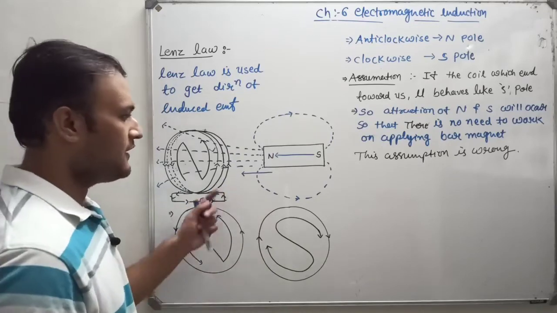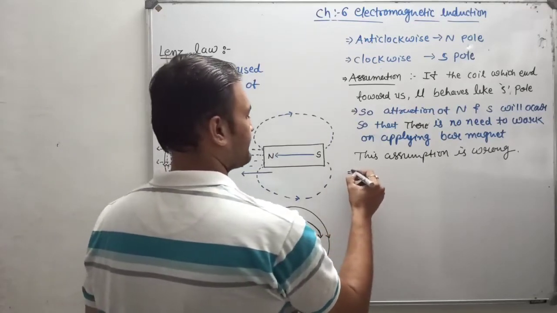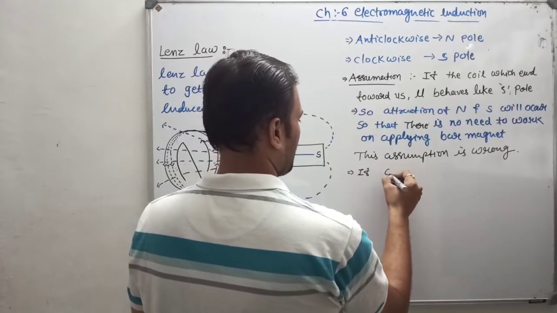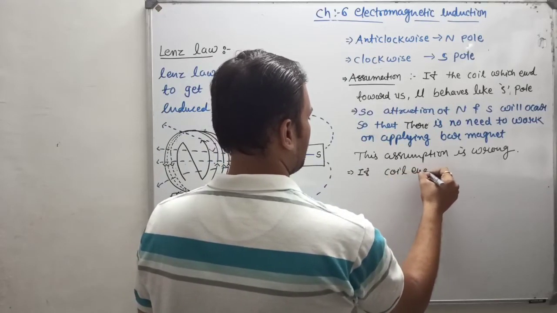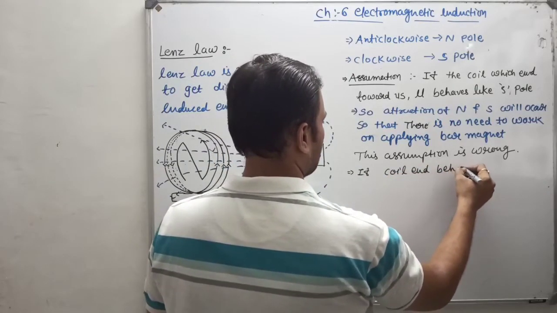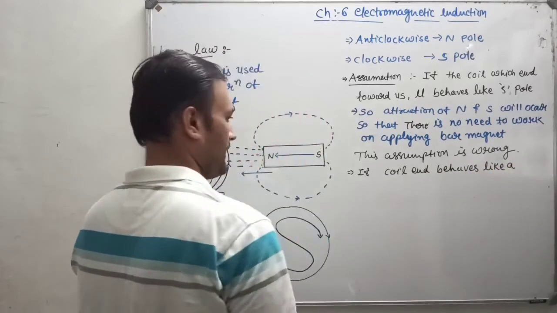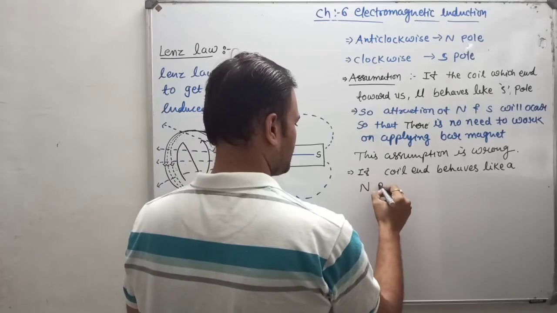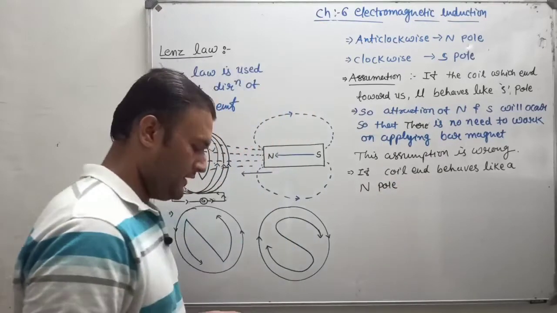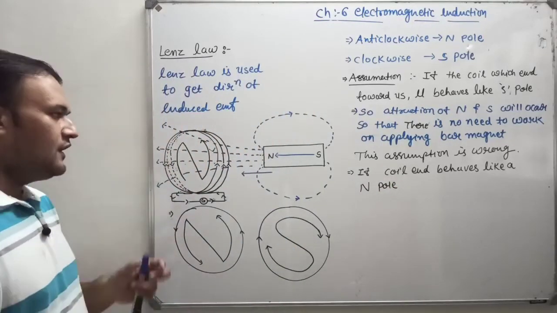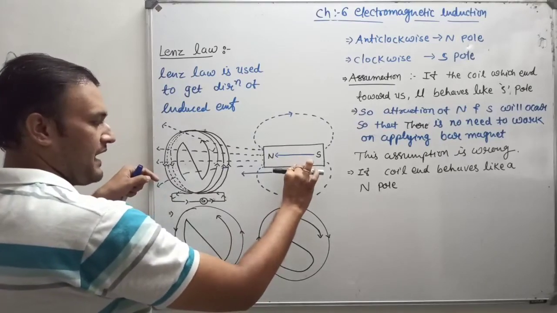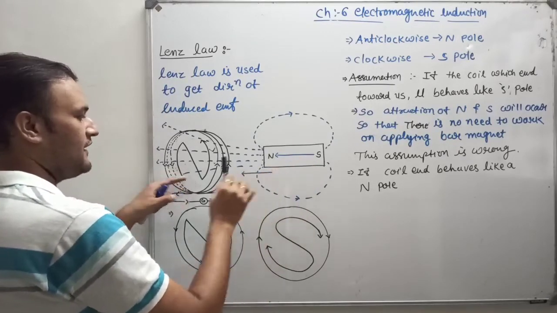Okay, if the coil end behaves like N pole. Okay, it behaves like N pole. Okay, when the bar magnet moves towards the coil, it behaves like N.